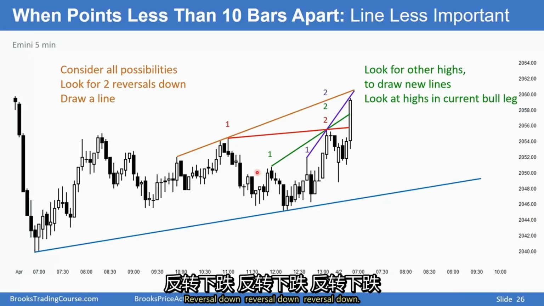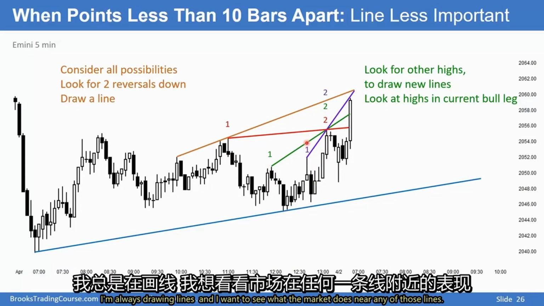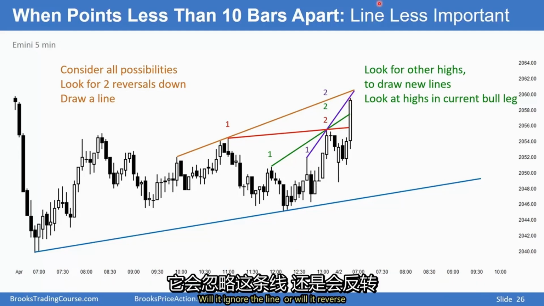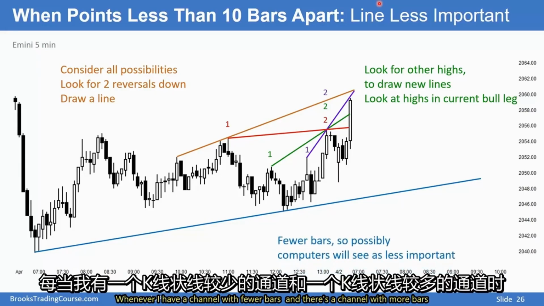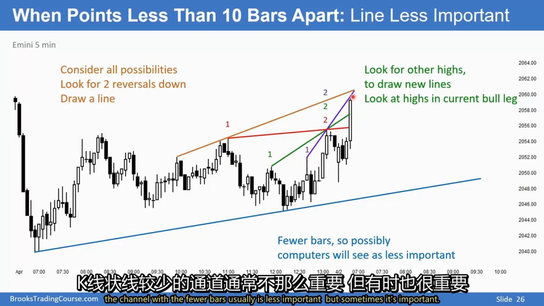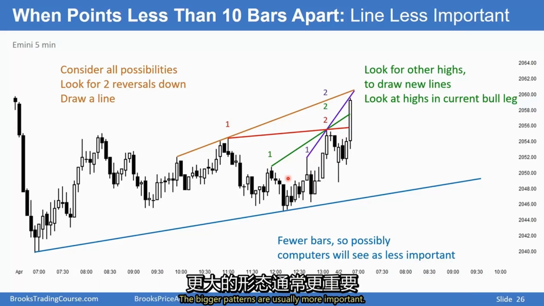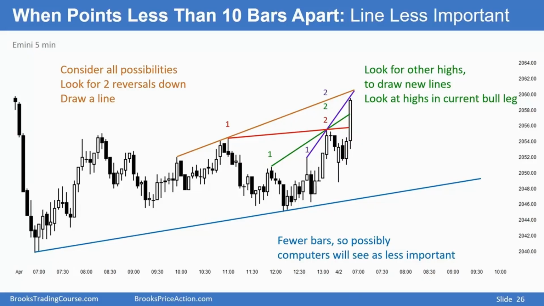Different ways to draw lines: reversal down, reversal down, reversal down. I'm always drawing lines, and I want to see what the market does near any of those lines. Will it ignore the line, or will it reverse? Whenever I have a channel with fewer bars, and there's a channel with more bars, the channel with the fewer bars usually is less important, but sometimes it's important. The bigger patterns are usually more important.